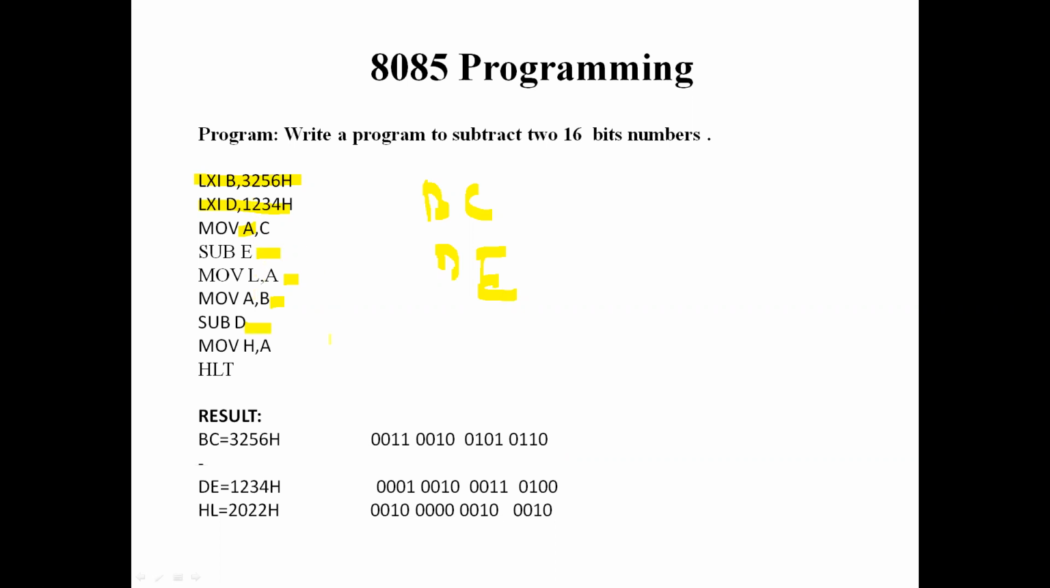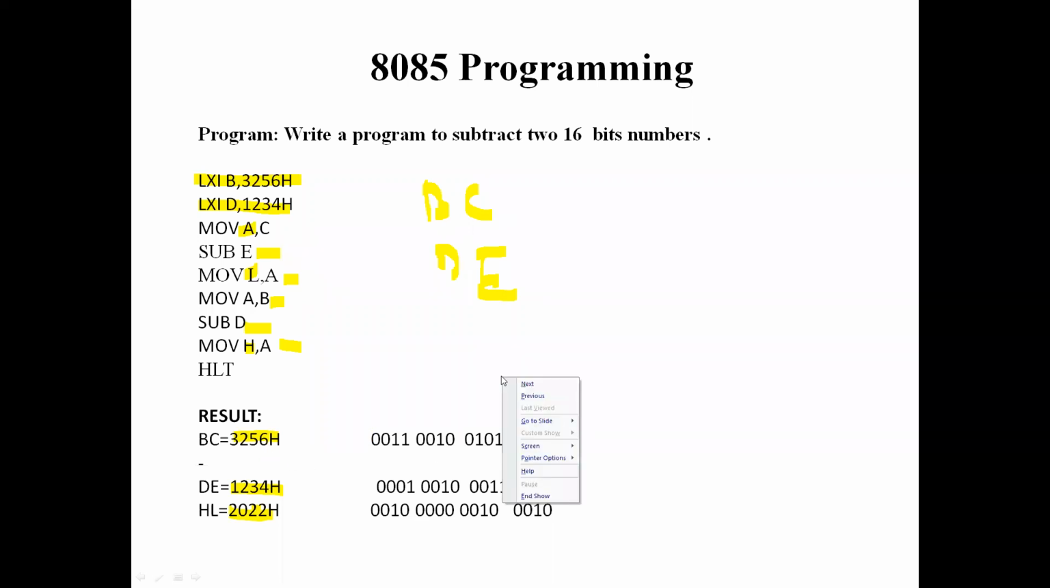Higher byte into the D register. Then move A to H. The higher byte is stored into H and the lower byte is stored into L. And your program is done. So what is the answer? I am giving 3256H in BC and 1234 in DE. You subtract, and you get the answer 2022. 22 will be stored into the L register and 20 into the H register.